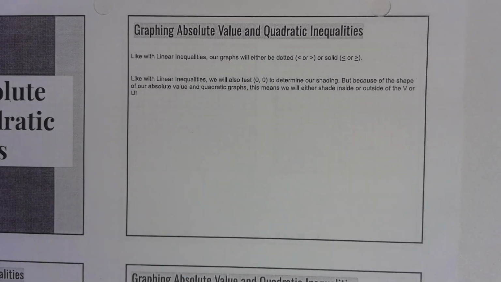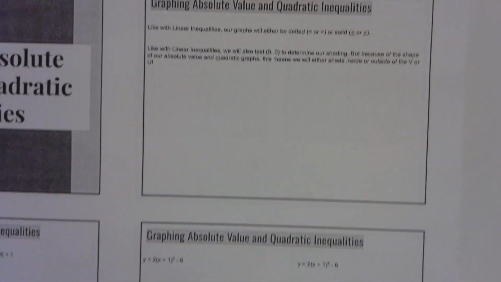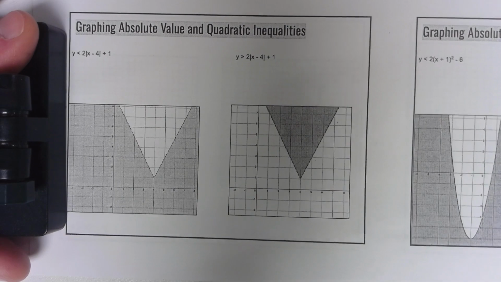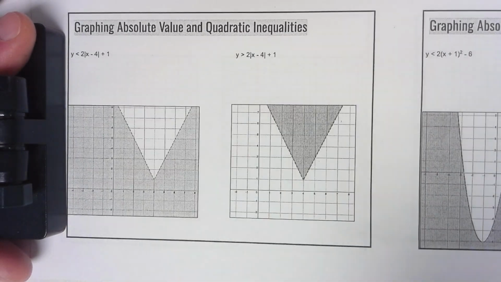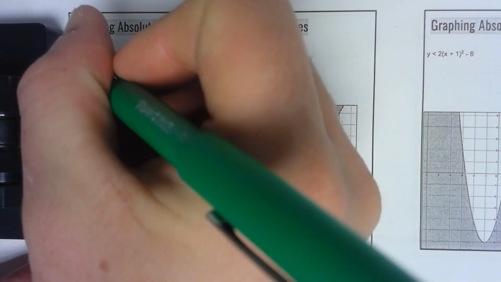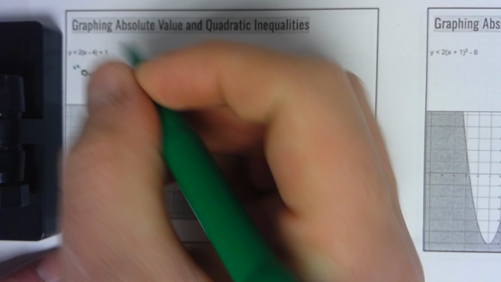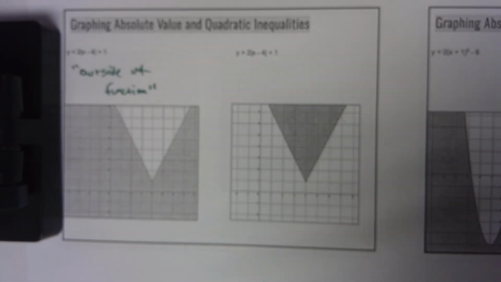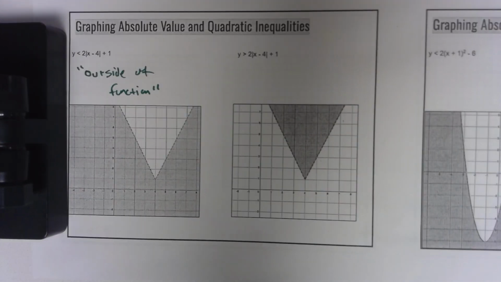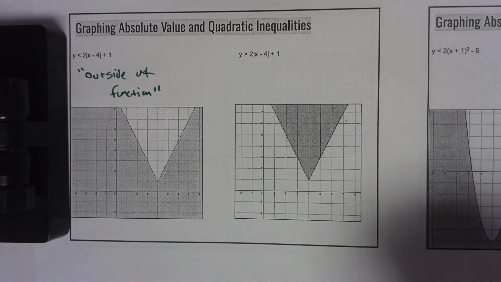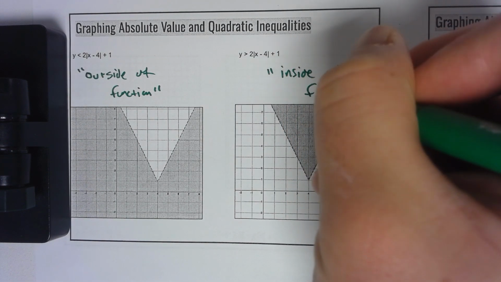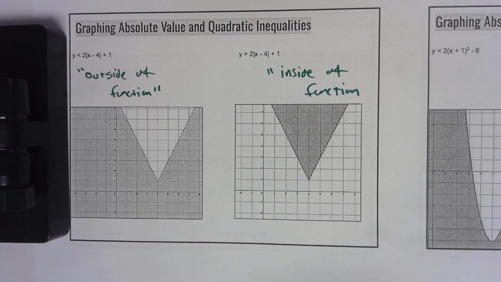Now, because the graphs of absolute values and quadratics are not lines, the shading looks a little bit different here. Okay, so what we're going to end up doing with the shading is we either shade the outside of the function. This is me just kind of making up language. So we're coloring around that V shape, or we're shading the inside of the function. And it all is dependent on where 0, 0 is.